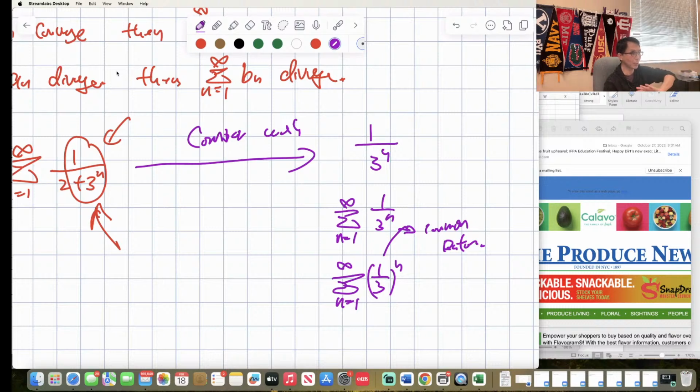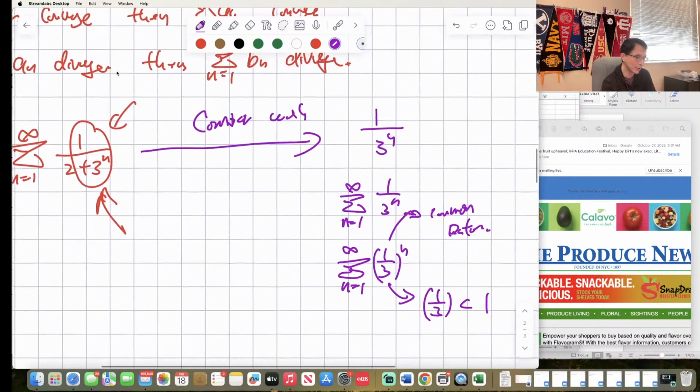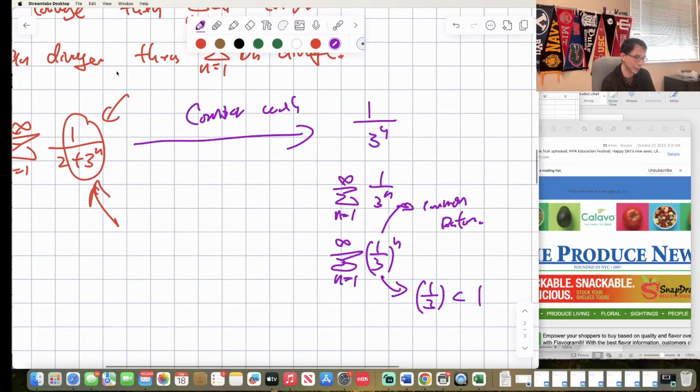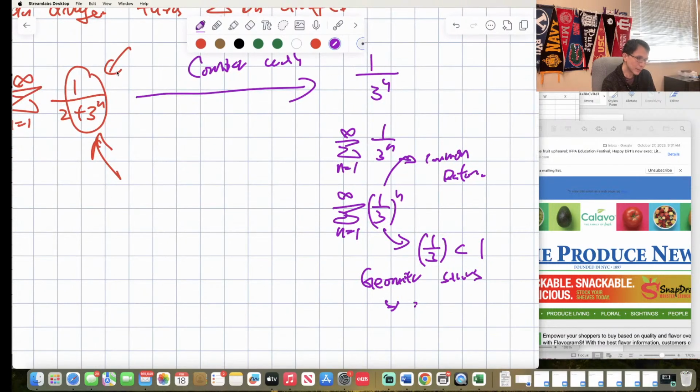Am I going too fast? Since 1 over 3 is less than 1, your common ratio is less than 1, so the geometric series has to converge. So the geometric series says converge.